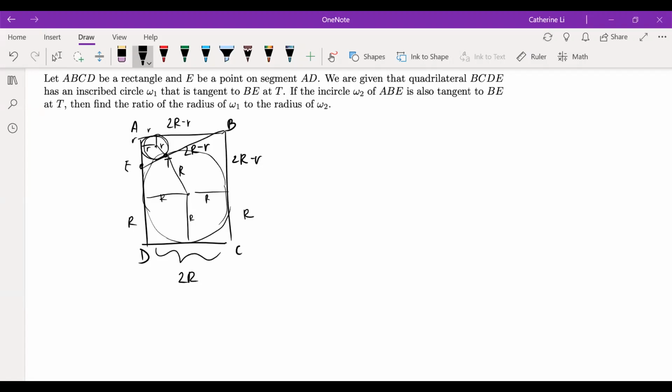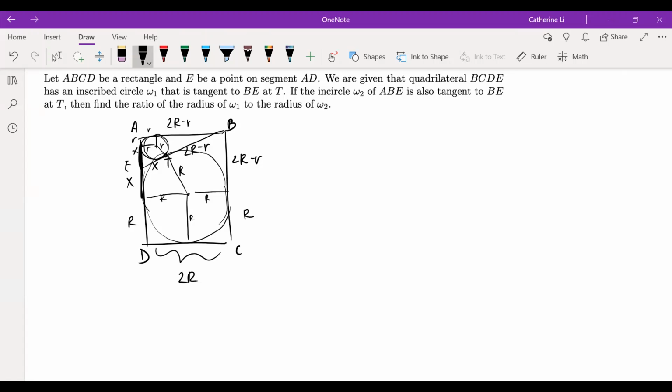Okay. And I think that means that we need one variable. So let's call this X, this length here. And then ET and this length are also X because they're all tangents from the same point to some circle. Okay, so now the only thing that we really have left to do is Pythag. So that's what we're going to do.